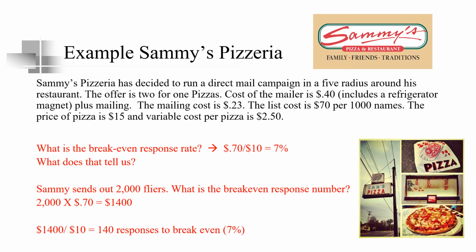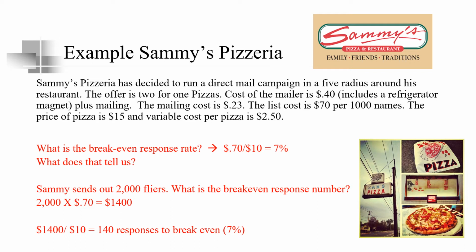Okay, so now let's look at this for a second here. One of the things that we need to calculate is the cost of the mailer. Well, the cost of the mailer is what? 40 cents plus 23 cents plus 7 cents, or a total of 70 cents. If the offer is for 2-for-1 pizzas, the offer is what? You bring in the coupon and I give you 2 pizzas for $15. The cost for me to make a pizza is $2.50.